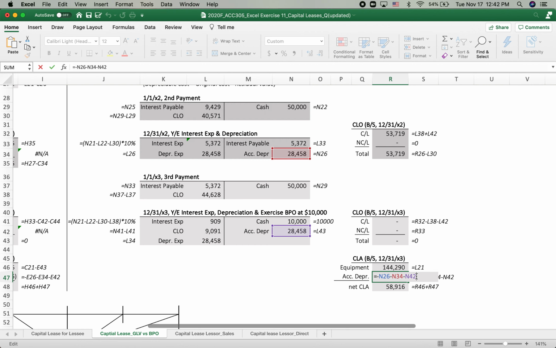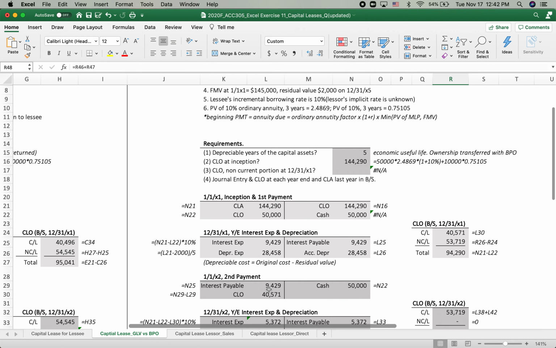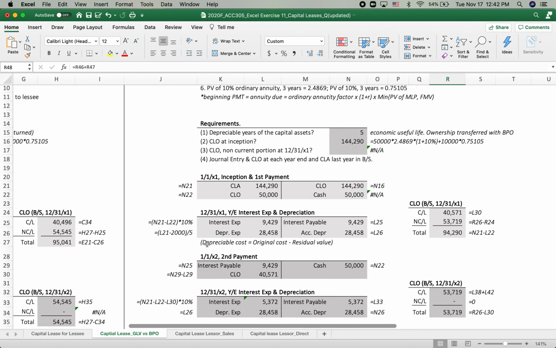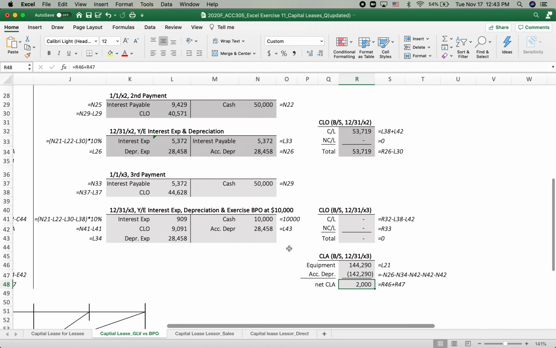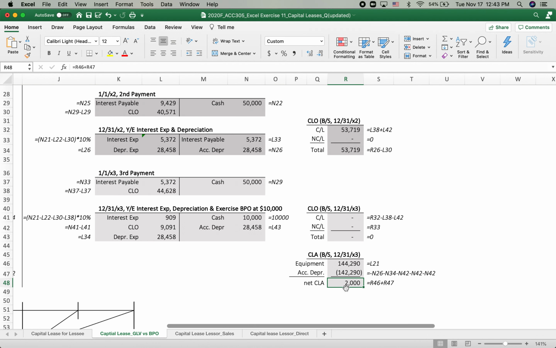Why? If I put 2 more years, okay, then those should be the $2,000 residual value. Because when we calculated the depreciation in the first place, the depreciable cost took the residual value away, so that the company can remain with the residual value as the net book value of the CLA at year 5. Okay, so that's the net CLA at year end 3.